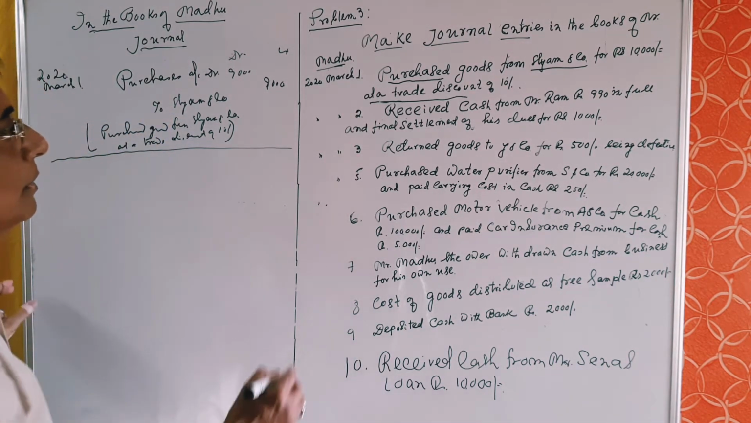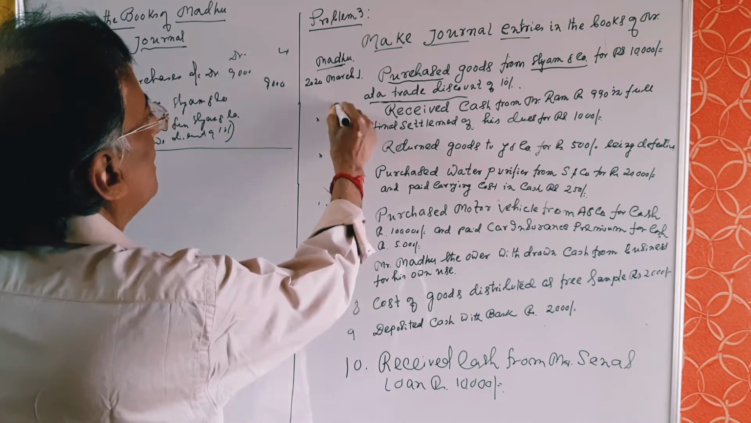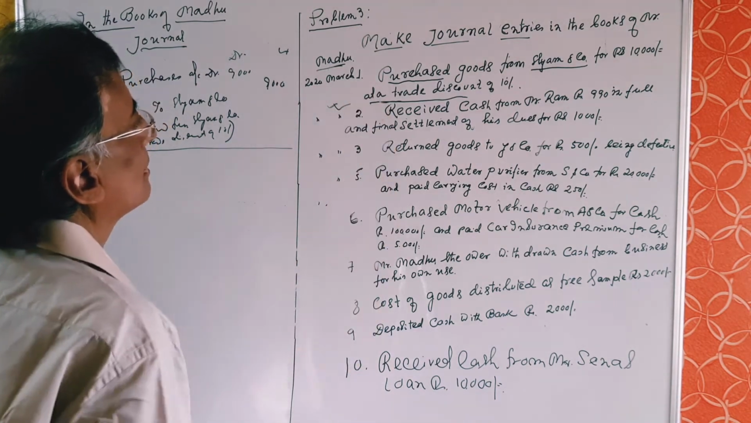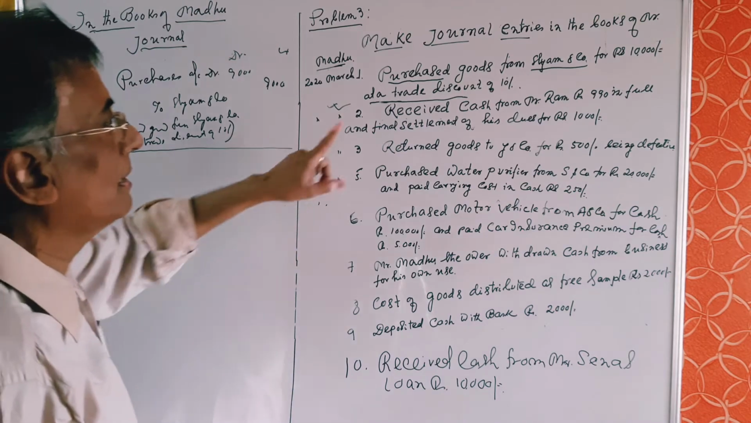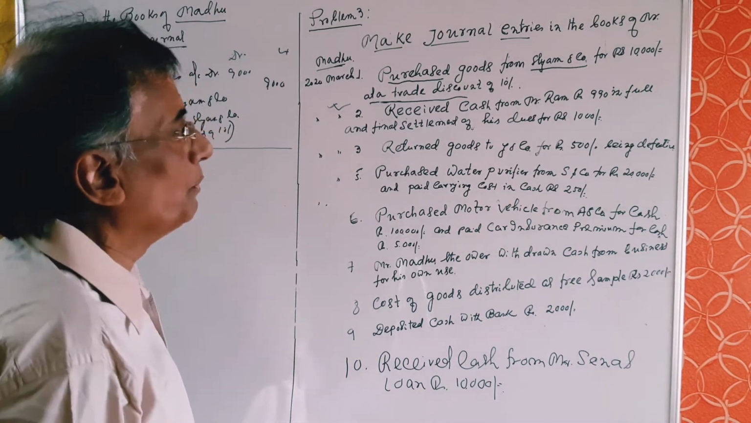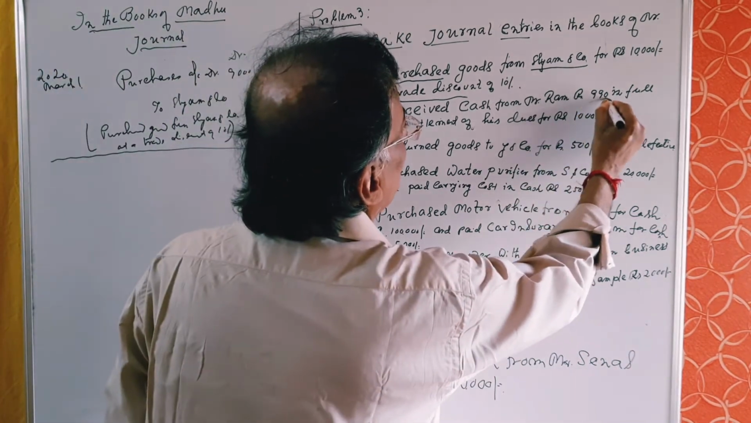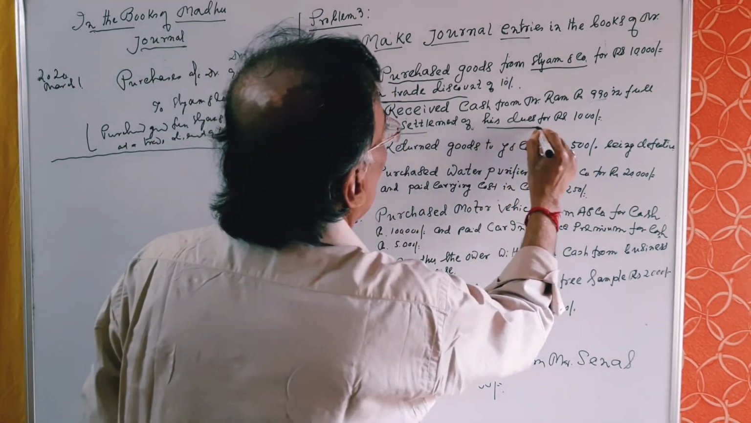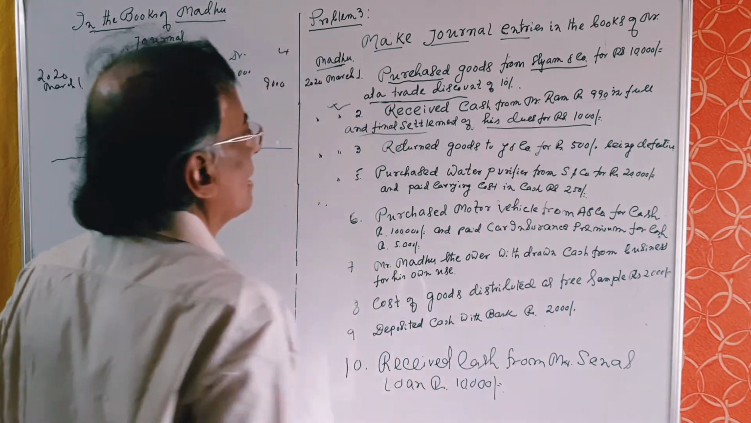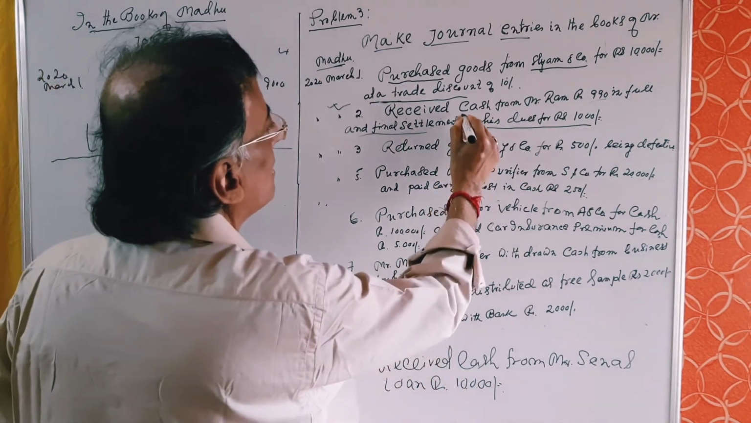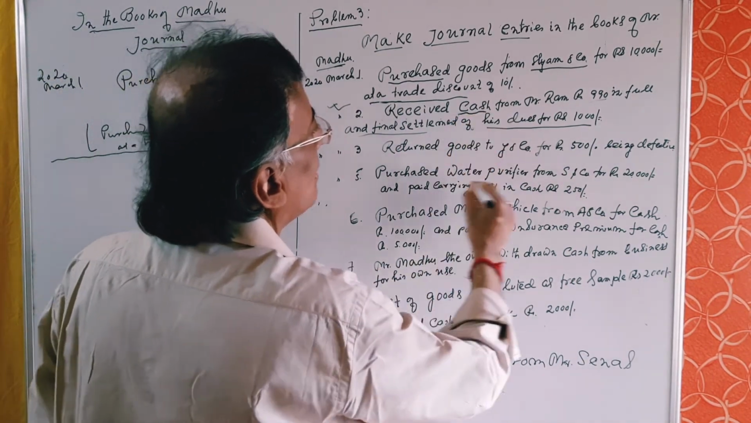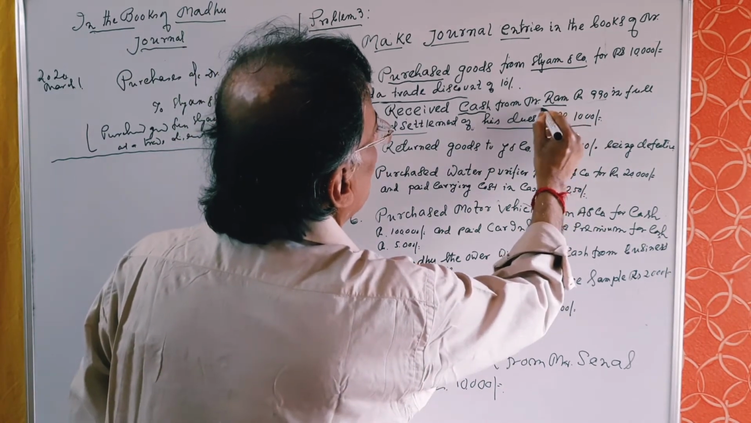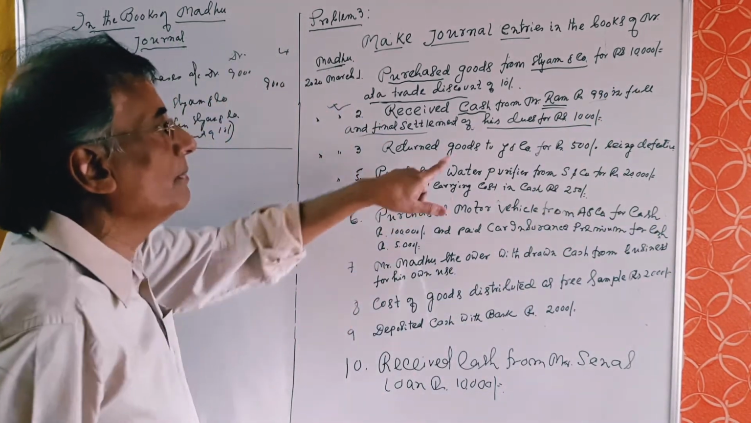Now we are going to the next problem, dated 2nd March 2020. Received cash from Mr. Ram rupees 990 in full and final settlement of his dues for rupees 1,000. Now what are the two accounts involved in this transaction? One is cash account, another one is Mr. Ram account. Now what is the important point?